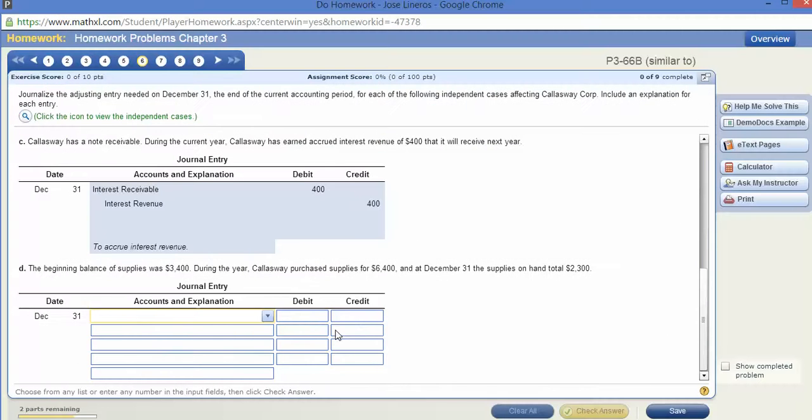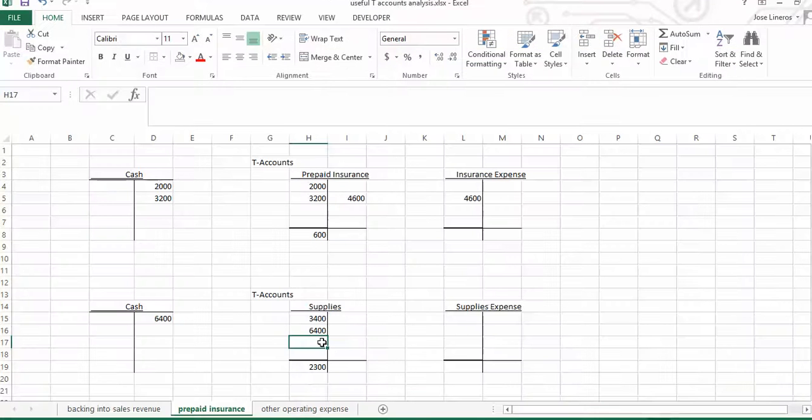Now, the way the problem is set up is it's asking you, if this is the beginning and this is the ending, and we purchased this much during the year, how much is true supplies expense? It's just like here. You're doing the exact same thing again. So what you do is you take 3,400, add to it the 6,400, and then subtract 2,300. That means that some time during the year there had to be an entry for 7,500 to this account. If this entry had never been done, we would not have gotten down to 2,300. So if supplies dropped by 7,500, that means that's our supply expense.